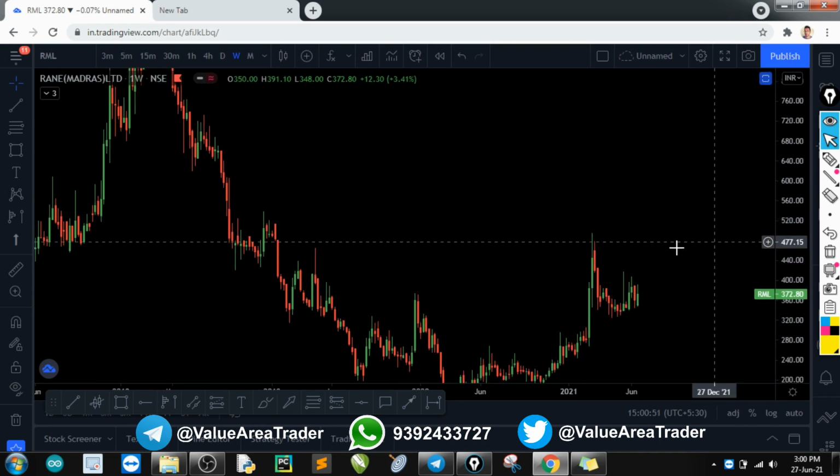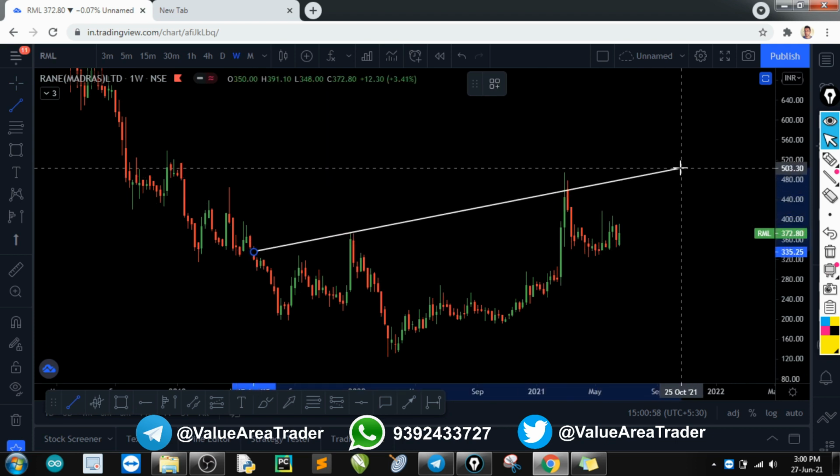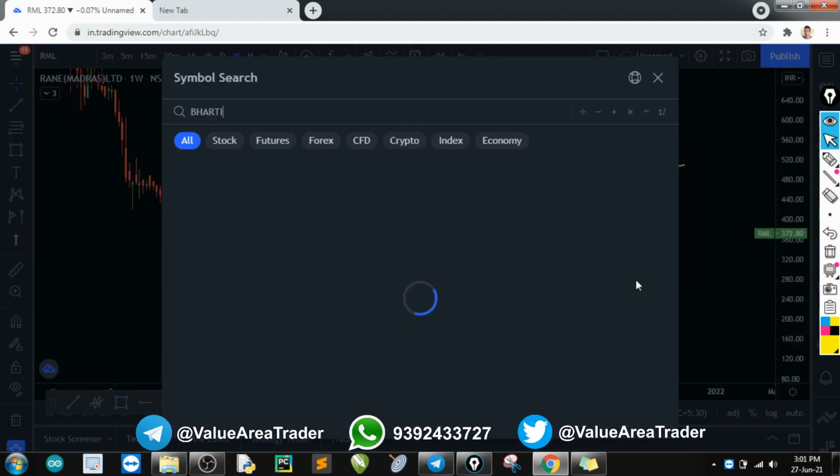Then I have RML, it is nothing but Rane Madras. It is a small inverted head and shoulders pattern, as you can see. The breakdown was somewhere from this candle, so I can draw like this. This was the left shoulder, this is the head, and this looks like a right shoulder to me. It is slowly taking a turn, good candles with good volume. I suppose I don't have the volume right now. So this is Rane Madras.